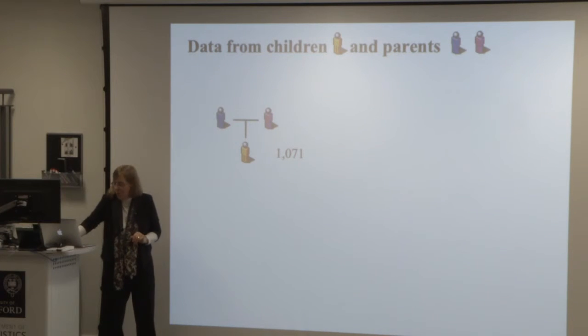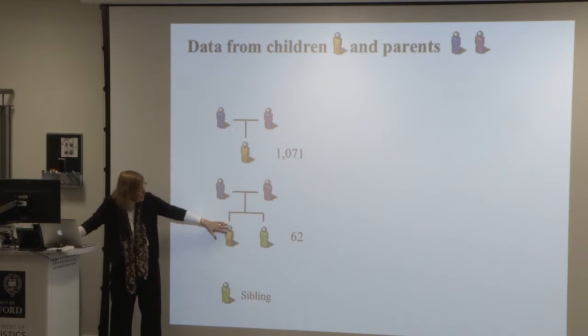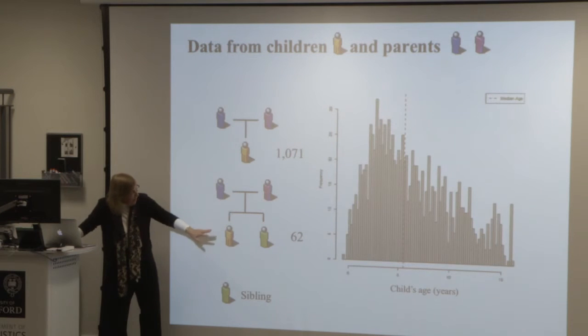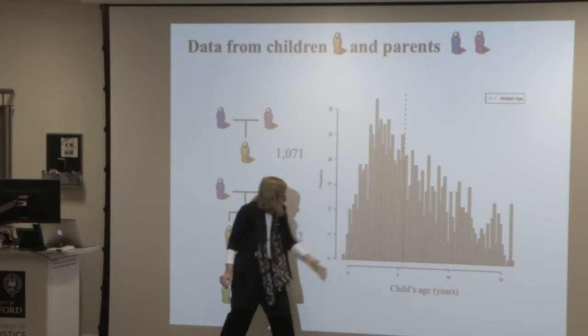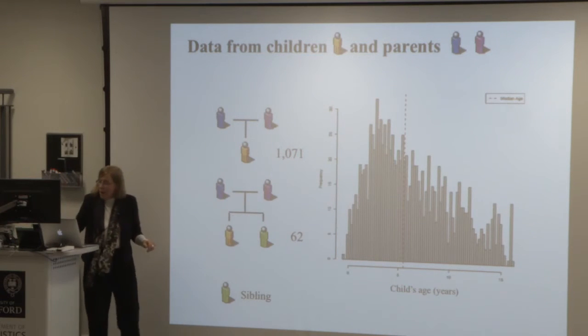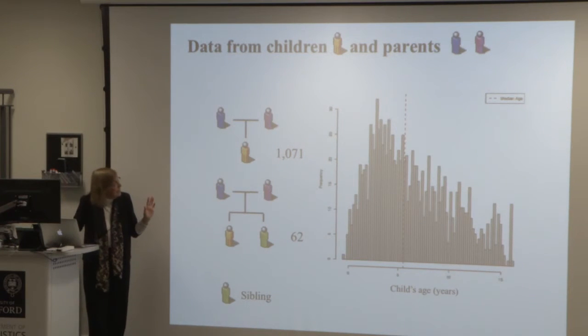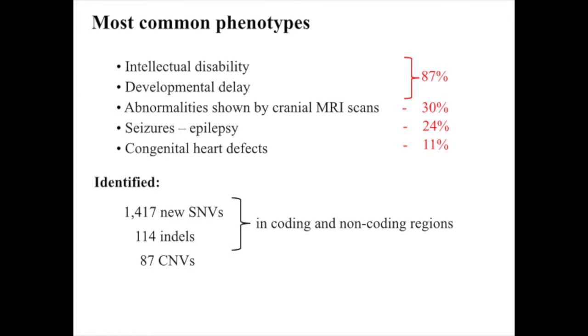So they collected data. The reason this is such a very nice data set is that they collected data from the 2 parents and the child, or sometimes there were siblings, and they could get all the data. The average age of the child when they first presented was about 5. So with that data, these were the disorders that these children had. It varied. They had very many different sorts of disorders.